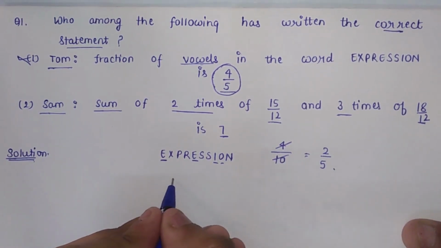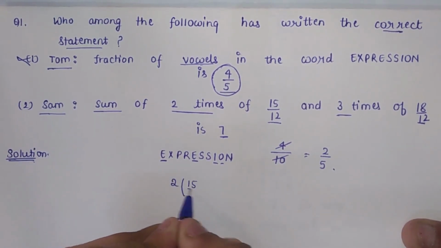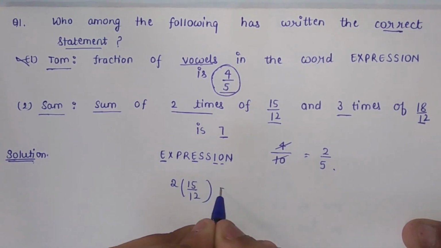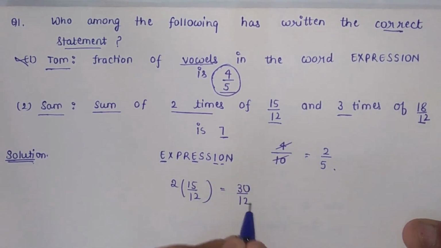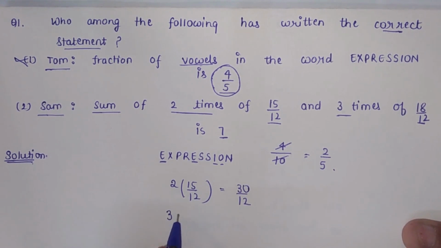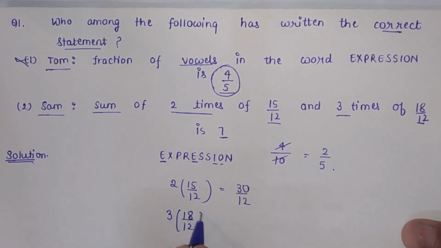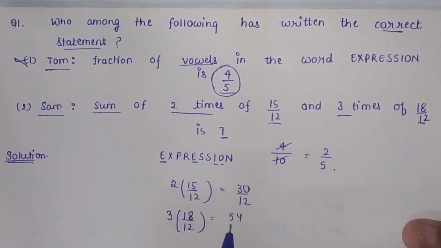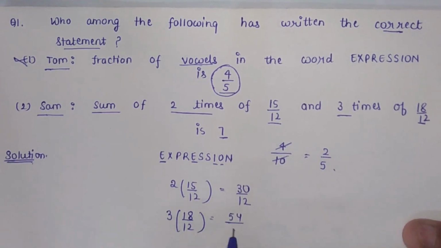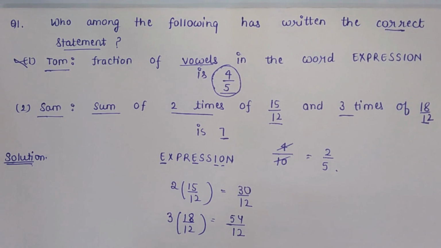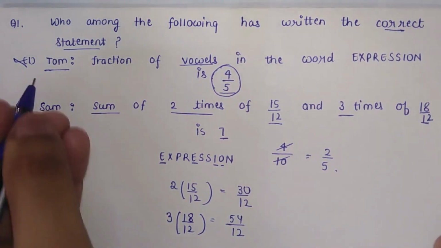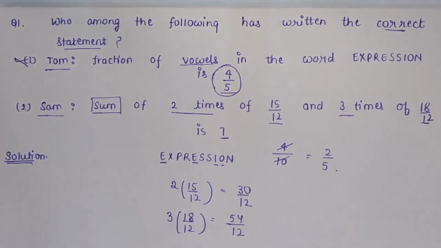So if we take 2 times of 15/12, we will just simply multiply it. It will be 30/12. And 3 times of 18/12, it will be equal to 18 times 3 is 54/12. We can simplify it, but I would suggest we should not simplify it, because we have to take the sum of these, and for sum we have to keep the denominator same. So let's keep it this way only.